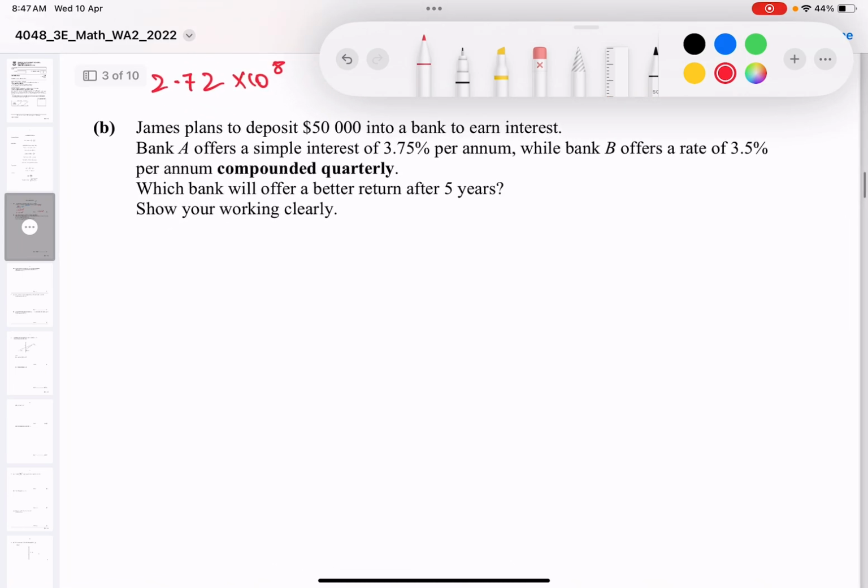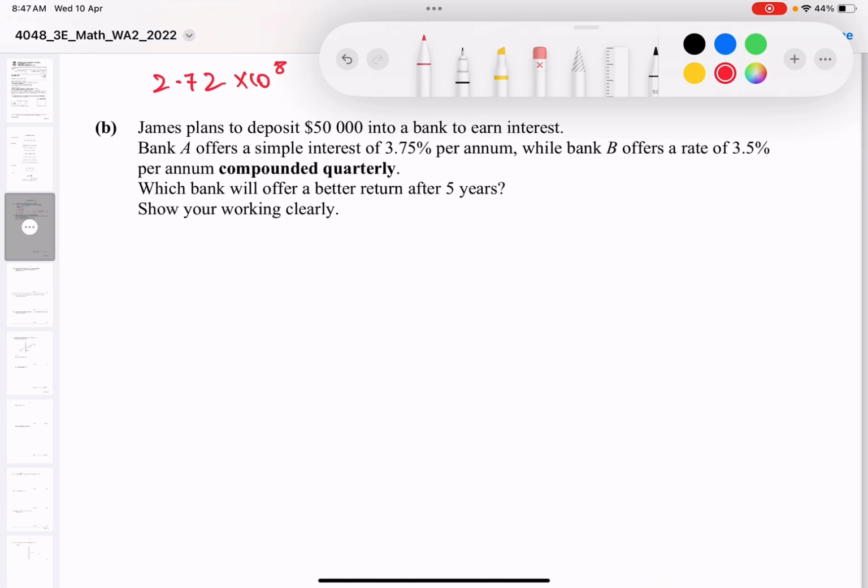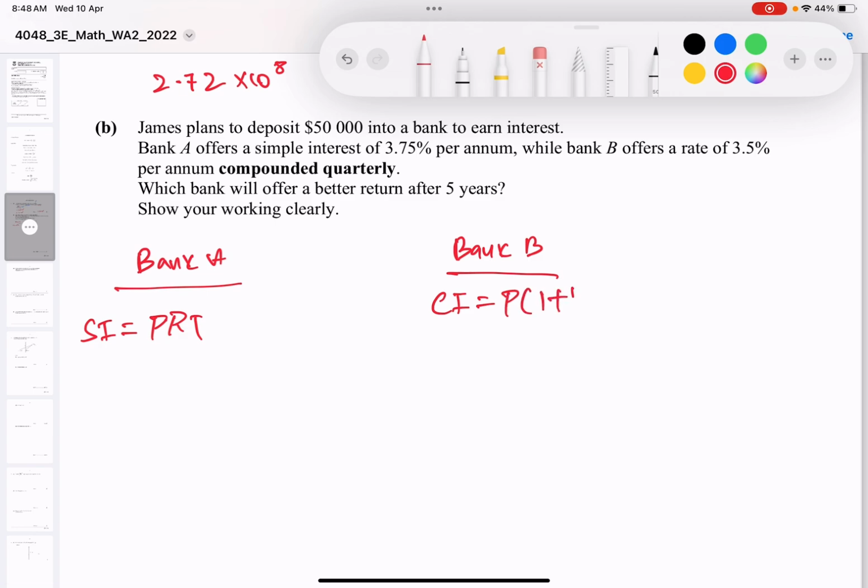Okay, so part B. James planned to deposit 50,000 into bank to earn interest. Bank A, so we have 2 banks. Okay, we have Bank A, we also have Bank B. Now, Bank A is simple interest. So what is the simple interest? Simple interest is PRT. Bank B offers compound interest. What's the formula for compound interest? It's P, 1 plus R over 100 to the power of N.